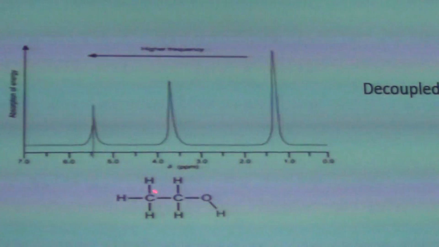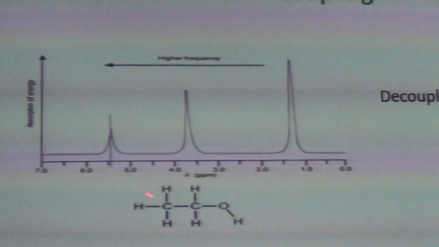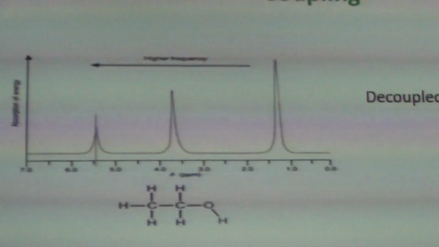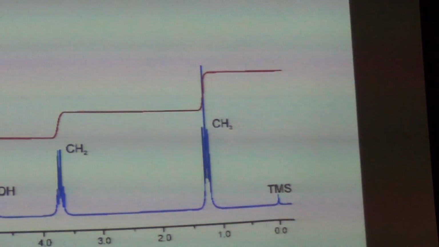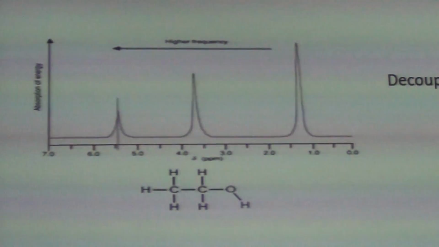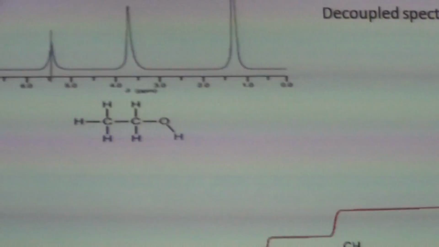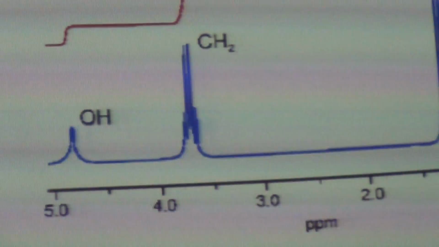So this is ethanol. This CH2 has a carbon which has three hydrogens, so it has three neighbors. If there are n neighbors, we see n plus 1 peaks. Since there are three neighbors, we're supposed to see 4 peaks. That's why we see 4 peaks over here. This is a quartet. Similarly, this hydrogen is connected to a carbon which has two hydrogens, so it has two neighbors, and it's supposed to split up into 3 peaks.